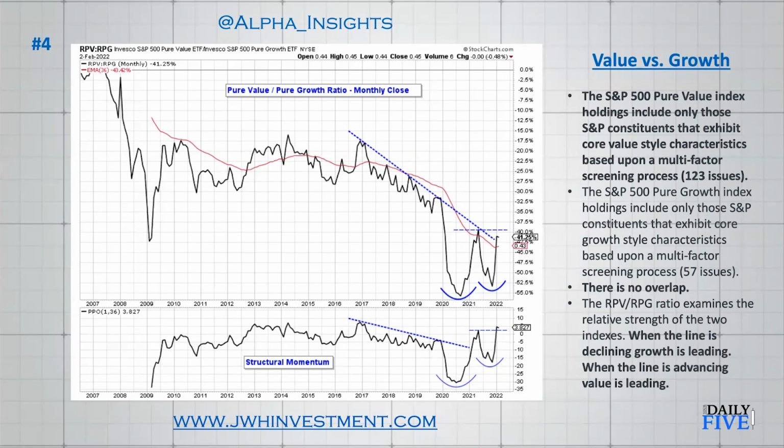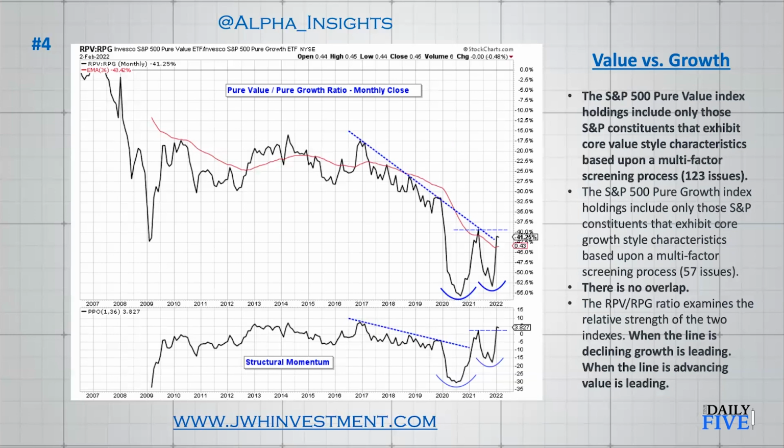What's important is that they are pure growth and pure value, there is absolutely no overlap between these two indexes. This is in stark contrast to the Russell growth versus the Russell value indexes, which hold exactly the same stocks, but have different weightings in those stocks. So here we're purely looking at those stocks that are definitely value stocks versus absolute growth stocks. And so the ratio itself is examining the relative strength between the two. And so as the dark line is descending, we see growth outperforming value. And when the dark line is ascending, then value's outperforming growth.